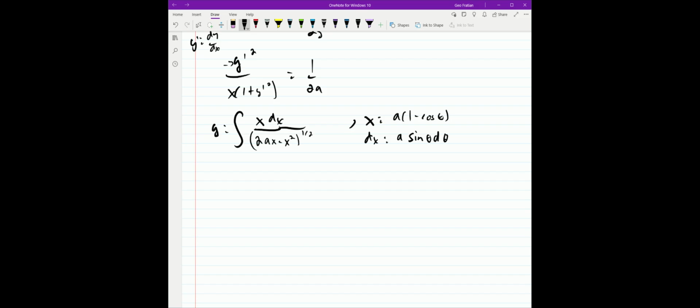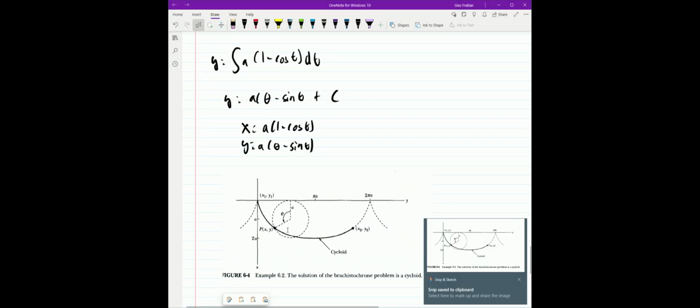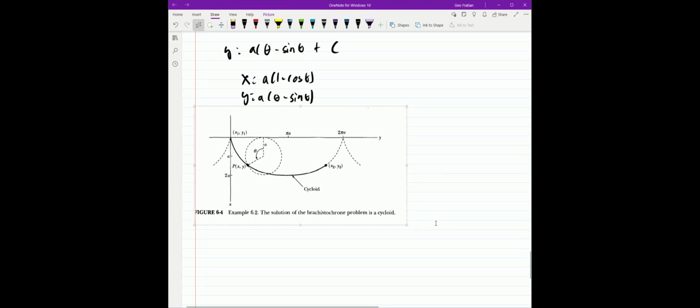But then this allows us to realize that, substituting these values in, we get y is equal to the integral of a(1 minus cosine theta) d theta, which is a remarkably simple integral, right? So we get y is equal to a(theta minus sine theta) plus c. And writing this parametrically, we have x is equal to a(1 minus cosine theta) from above, and we have y is equal to a(theta minus sine theta), which is probably a graphical thing you've heard before, a cycloid, which is the solution found, and then we just set the constant of integration to 0 for simplicity's sake.